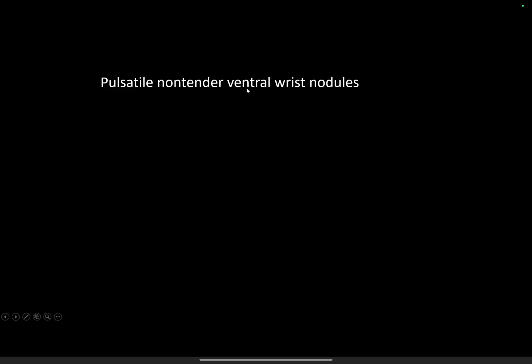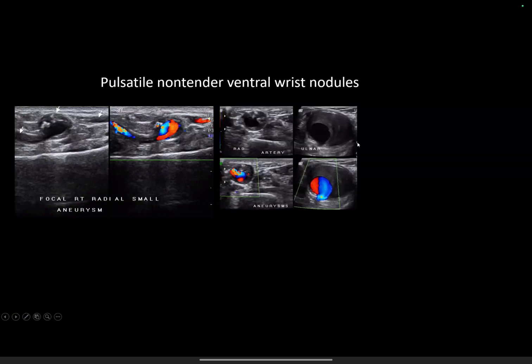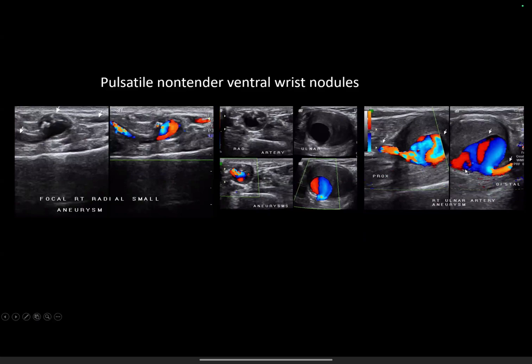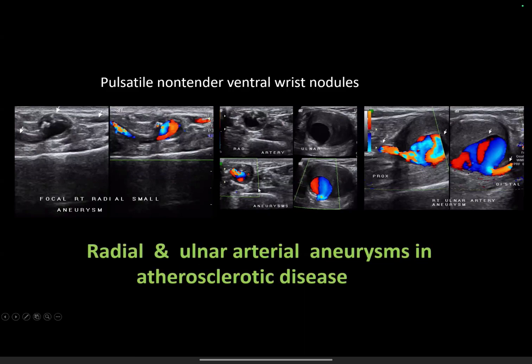Another important case with pulsatile non-tender ventral wrist nodules confused with ganglions, but we can see small degenerative changes, calcification with dilatations in the radial artery just prior to the wrist. Again, there is dilatation of the ulnar artery with a large mural thrombus, thrombotic occlusion. There is flow. It is continuous with the ulnar artery. The wall is clear. So this is a potential source for distal finger embolization. So a case of radial and ulnar artery aneurysms in atherosclerotic disease.